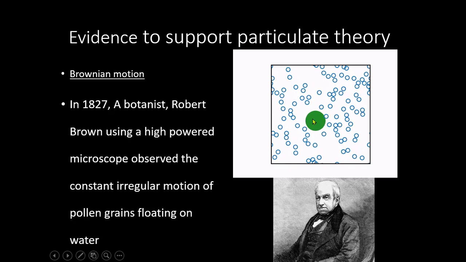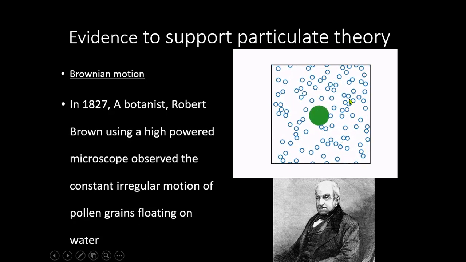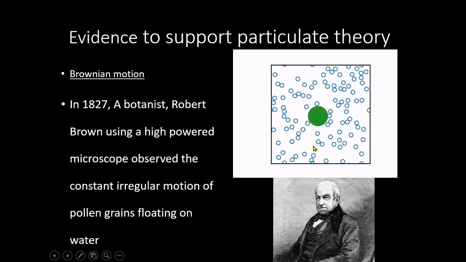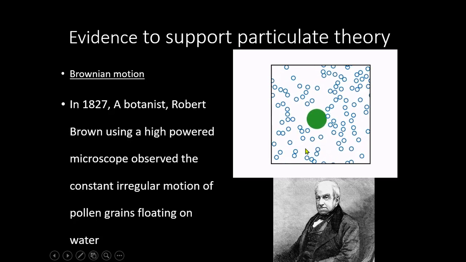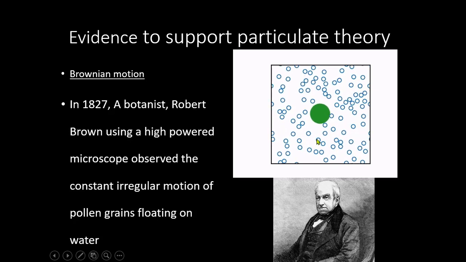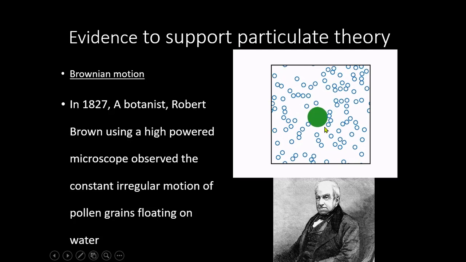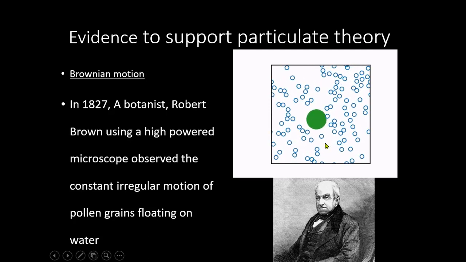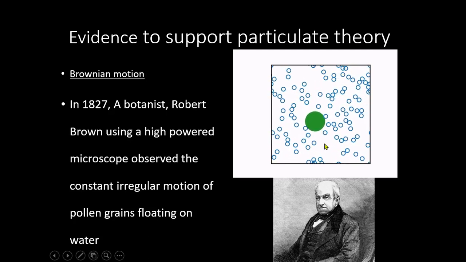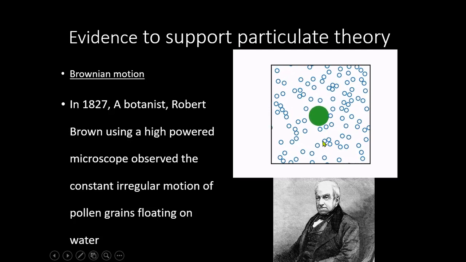This big green dot represented the pollen grain and the blue circles represent water. So water is constantly in motion, and because of that, it allowed an irregular movement of the pollen grains to show up. So there were no external factors actually affecting the water. This is a natural movement of water.